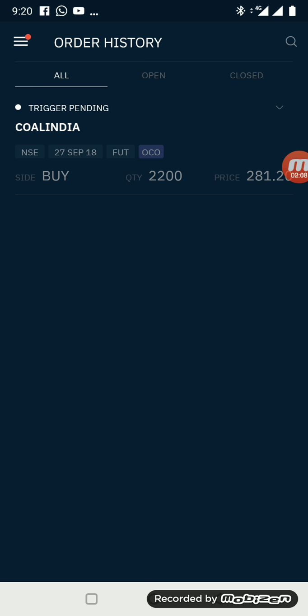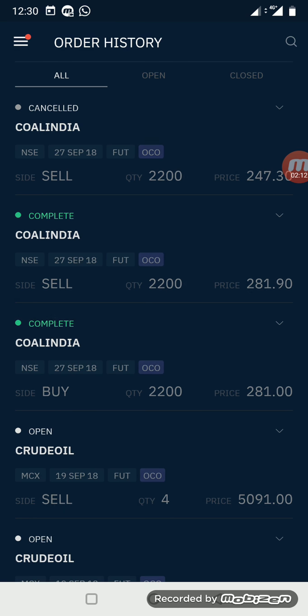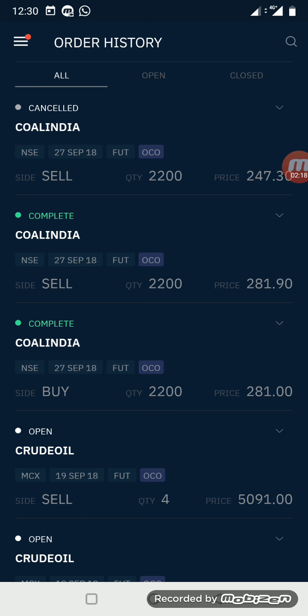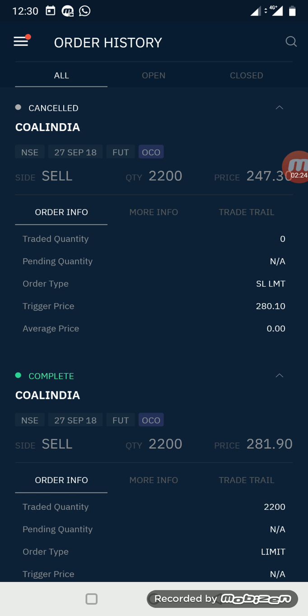Okay friends, so let us just see the performance. You can see the time is 12:30 now, and the initial order of 281 was executed, and you can see that the target of 281.90 also has been hit, and the stop loss has been cancelled. Stop loss, you can see the price is 247. That is because of the market order. Stop loss is usually kept as a market order.